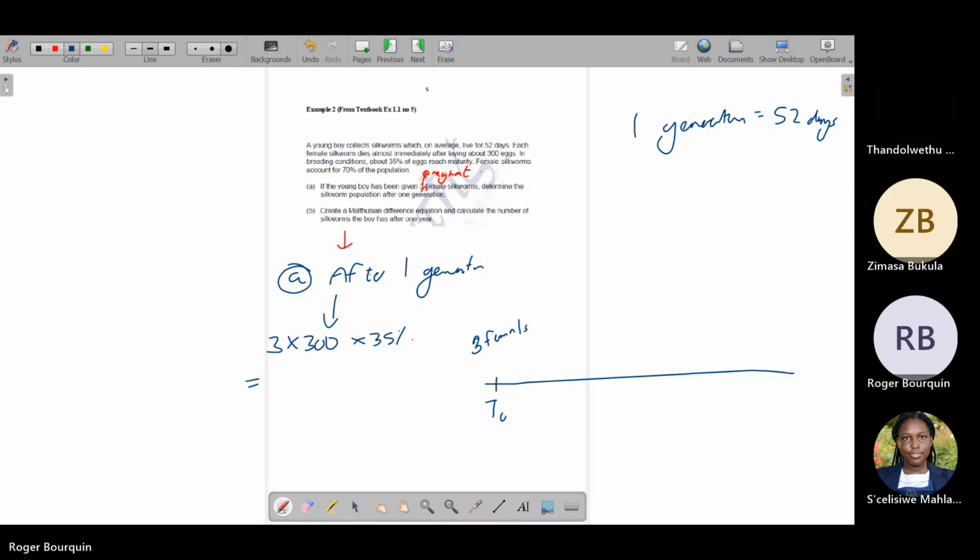Okay, just wait. I'm going to actually use this as my new T0. So from here to here, after 1 month, after 52 days, in this particular example, how many silkworms does this kid have? 350. So now I'm going to use this as my starting point for Malthusian growth.